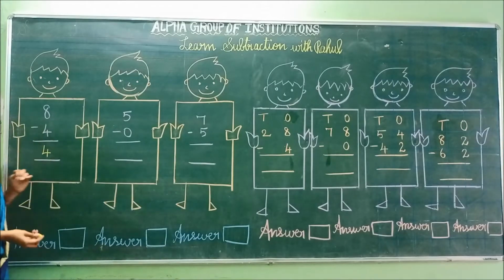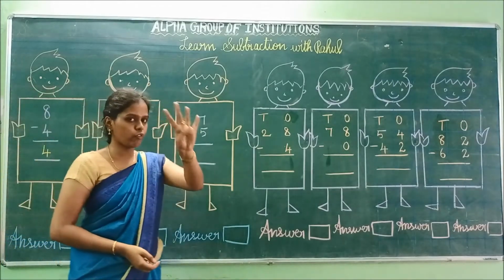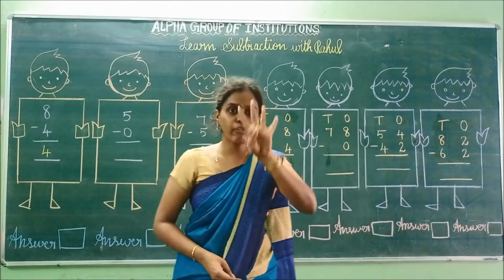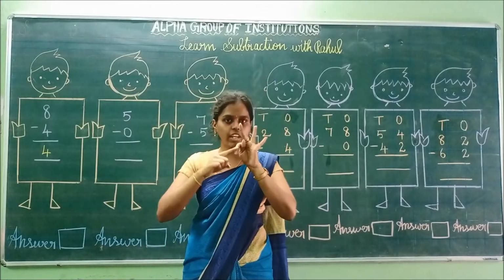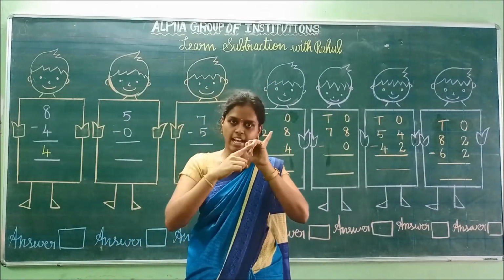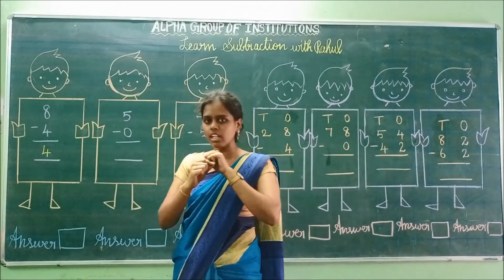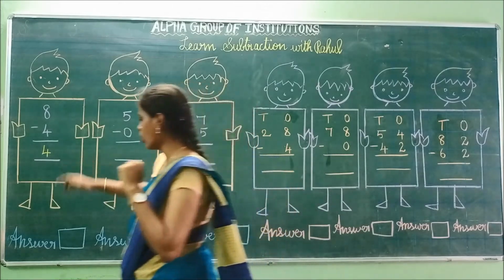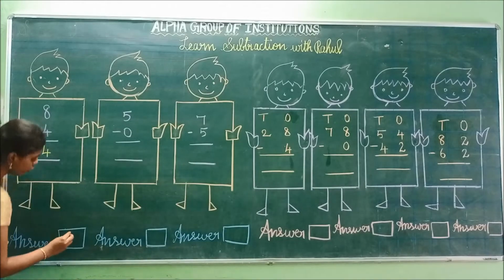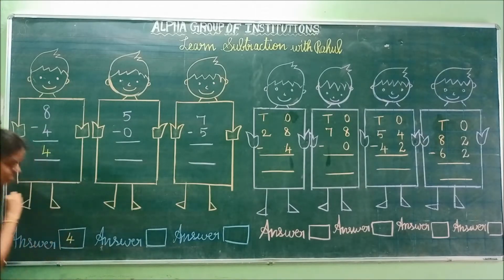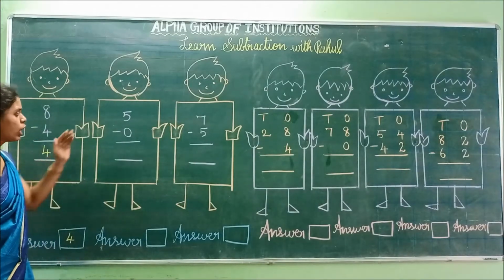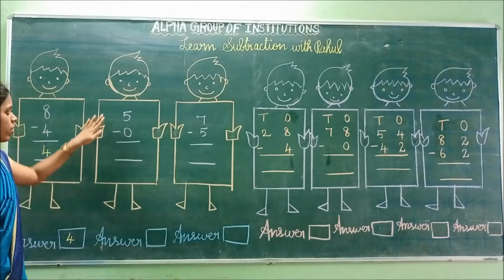8 minus 4. So 8 in the mind, take 4 in the finger. Before 8, 7, 6, 5, 4. Okay, the final answer is 4. So we are going to write the final answer in this box. The answer is 4. Now we are moving on to the next sum.